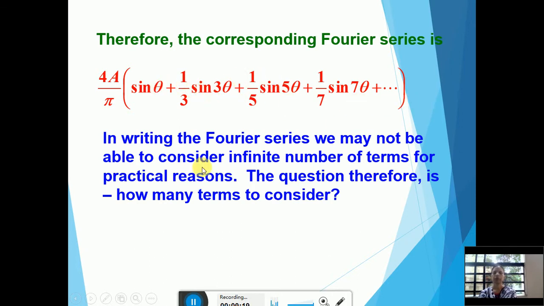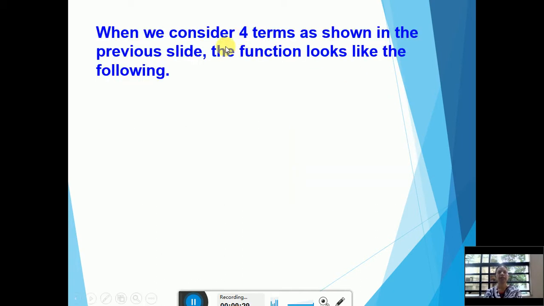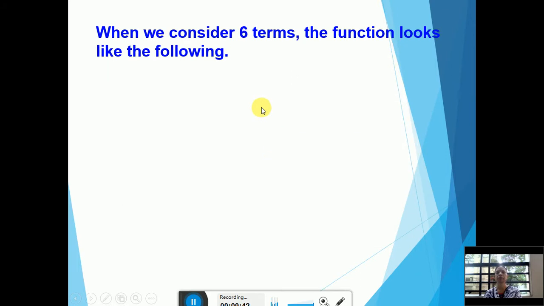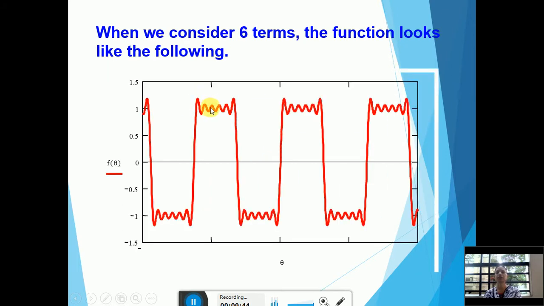So we may not be able to consider an infinite number of terms. You cannot have n to be infinity. Then what should be the value of n? What value should you take? How do you know which value you must take? Let us consider different values of n and then see how the Fourier series is looking. If you take n equal to 4, that is 1, 2, 3, 4 terms, this is how you are getting. If you take 6 terms, 1, 2, 3, 4, 5, 6, this is how it becomes.